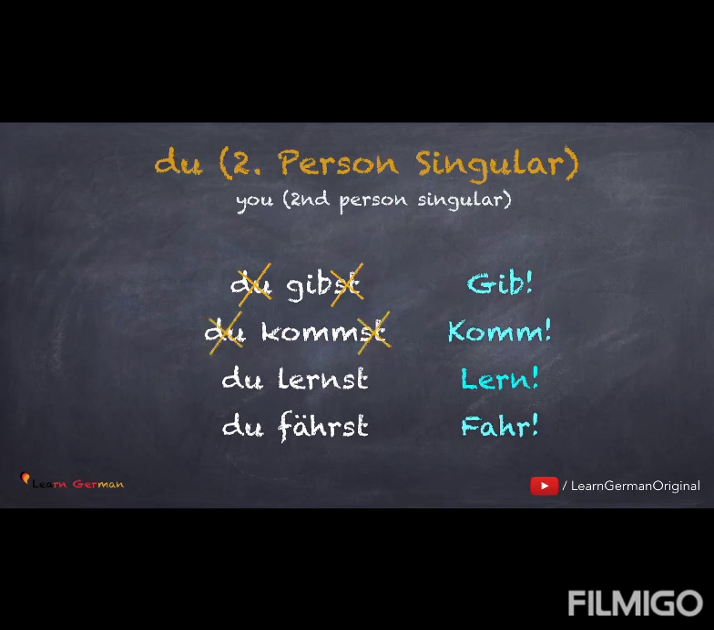Similarly, du kommst becomes komm. Du lernst becomes lern. Du fährst becomes fahr. Well, in this case, you have to remember that fahren is an irregular verb. It takes the umlaut only when it is conjugated. So this umlaut is also removed while building its imperative form in du. This will happen with all the irregular verbs that take an umlaut when conjugated.